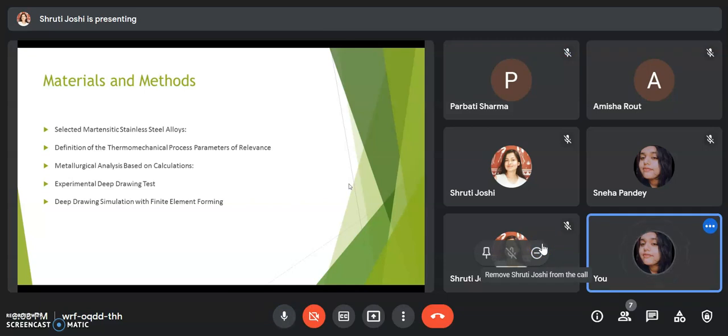Thank you, Parvati. So next is metallurgical analysis based on calculations. Thermodynamic calculations were employed to predict the phase transformation temperatures in equilibrium. The Thermotech FE database was used. For the calculations, the chemical compositions of the alloys are summarized.